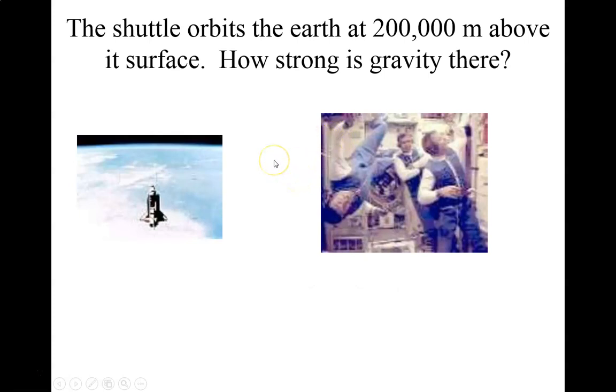So the shuttle orbits the Earth at 200,000 meters above the surface. How strong is gravity here? Here we've got a picture of the shuttle. And here we've got pictures of astronauts floating in a spacecraft. Why these are such poor quality photos, I don't really know why, but they're the ones I found.